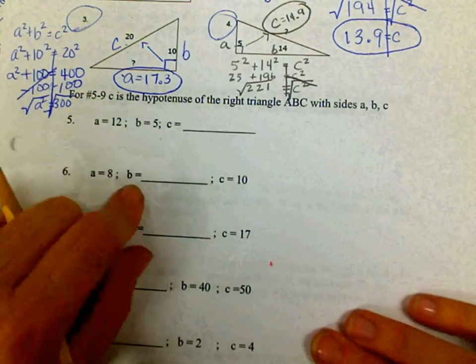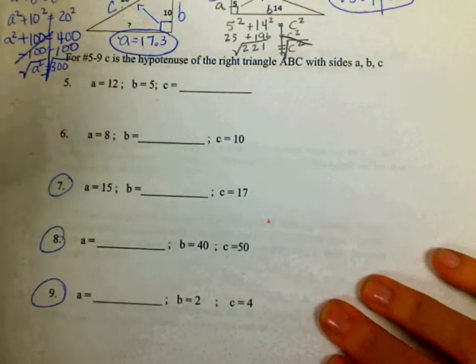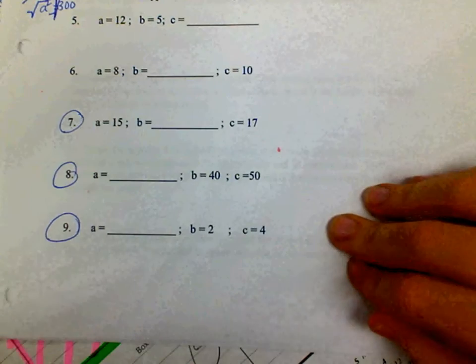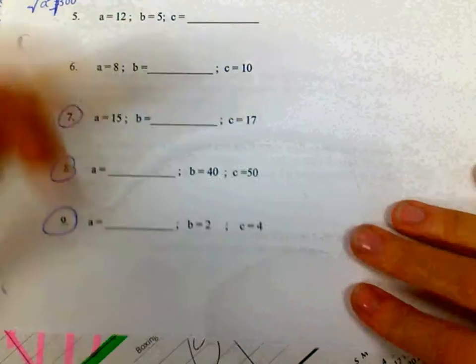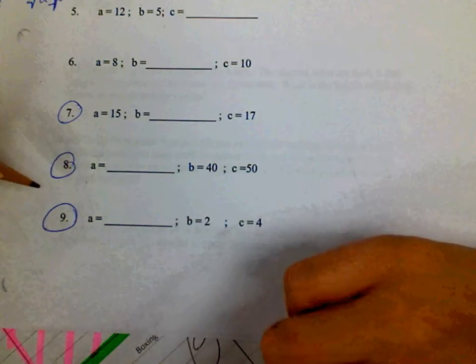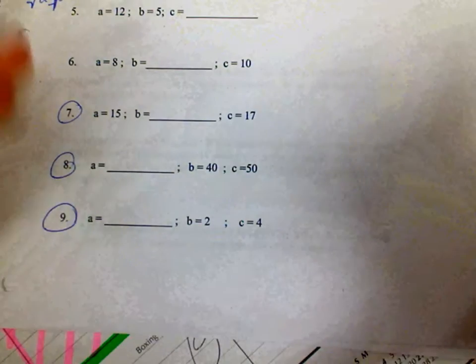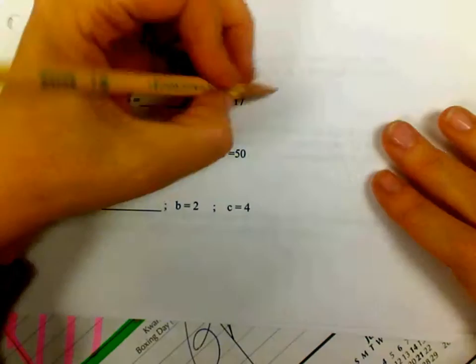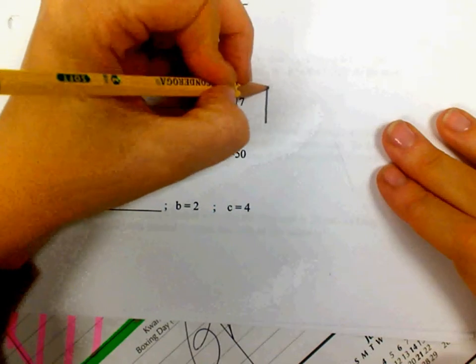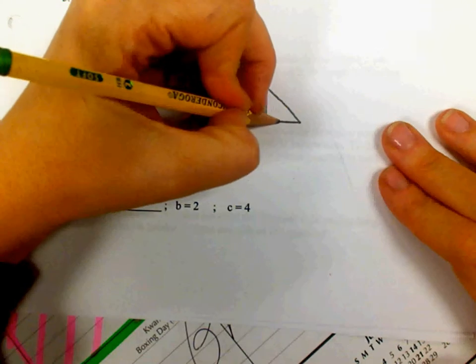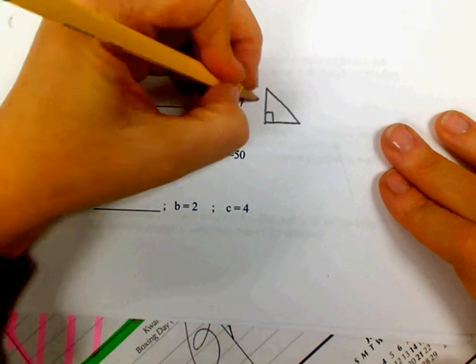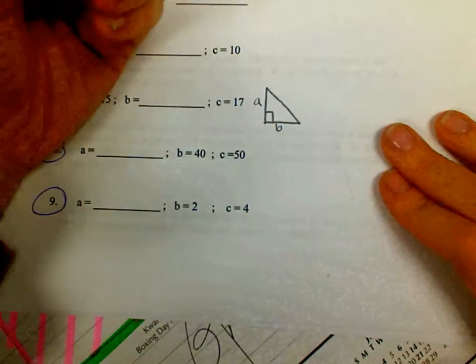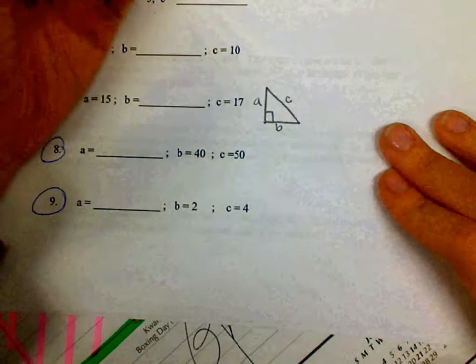Number 5 and 6 we did do in class. So your homework was just to do 7, 8, and 9. Now for these 3, we were not given a picture. I said you can draw a picture if you want. So let's do that, and that will probably help us see it better. So let's draw just a regular right triangle. Remember, our legs have to be A and B, and our hypotenuse is always C.